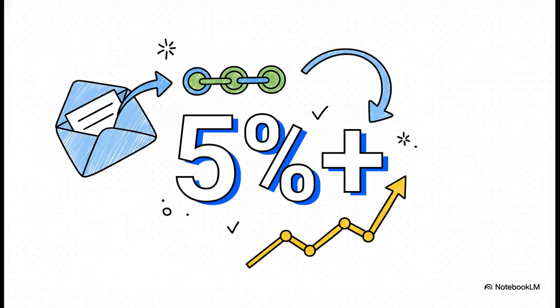And finally, your click-through rate. Are people actually clicking the link inside your email to download your freebie? This tells you if they're really engaged. Anything over 5% is a solid start and proves that your content is really hitting the mark.